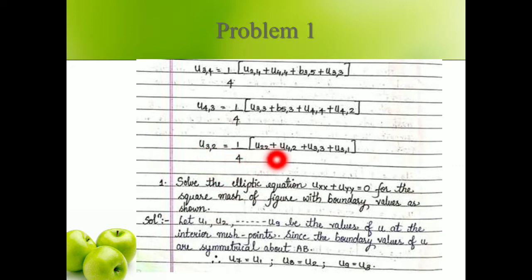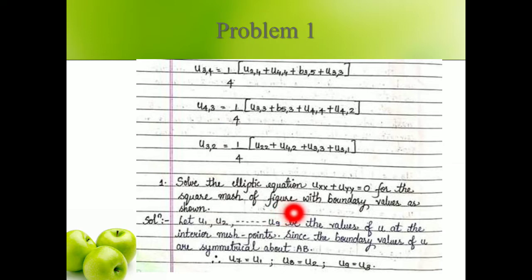u32 is equal to 1 divided by 4 (u22 plus u42 plus u33 plus u31). Solution of elliptical equation. We'll go to the problem so that you will clearly understand it. Solve the elliptical equation uxx plus uyy equal to 0 for the square mesh of the following figure with boundary values as shown. Let u1, u2 till u9 be the values of u at the interior mesh points.